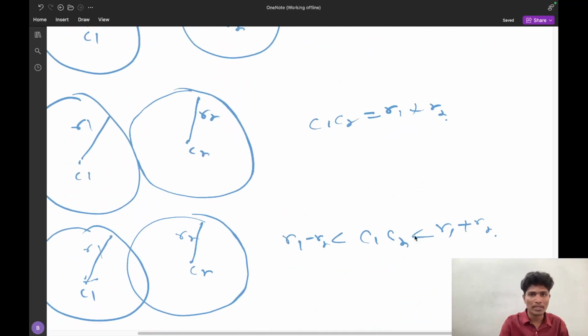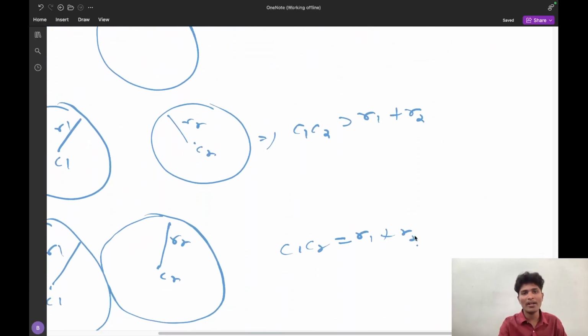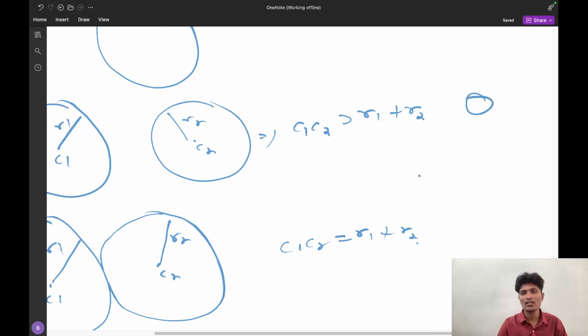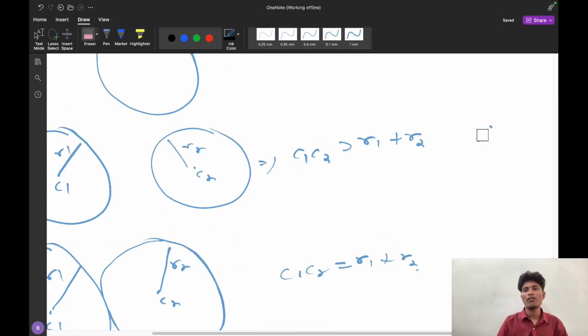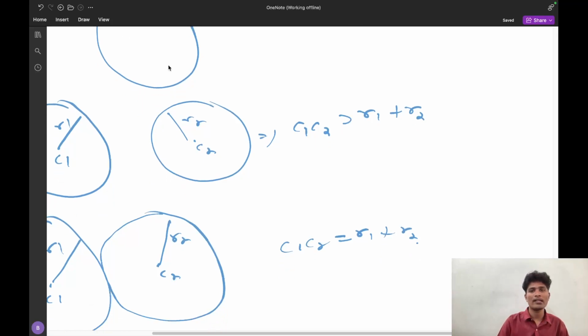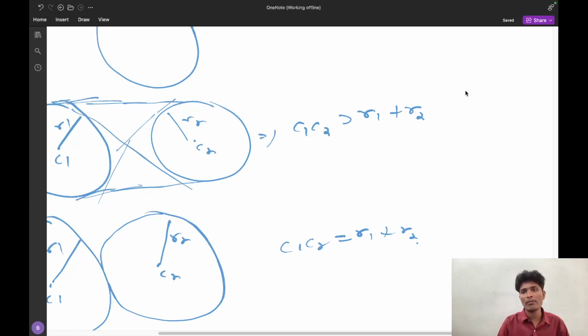These are all the possibilities. In the first case, how many tangents are possible? 0 tangents. In this second case, how many tangents are possible? 0. One second. Why am I saying 0 here? I didn't see the diagram. It is non-intersecting. When it is non-intersecting, I can draw how many tangents? I can draw 4 tangents. So it will be 4.